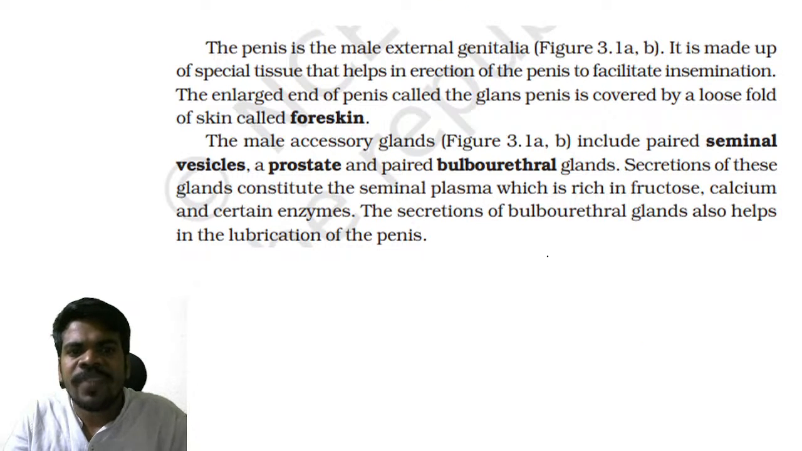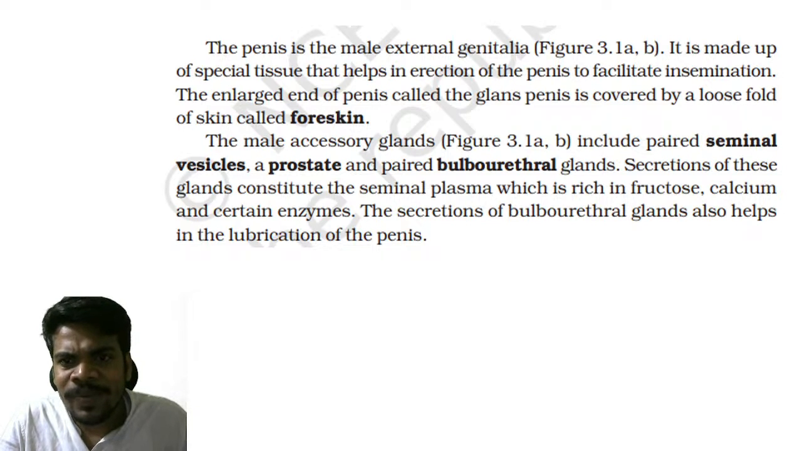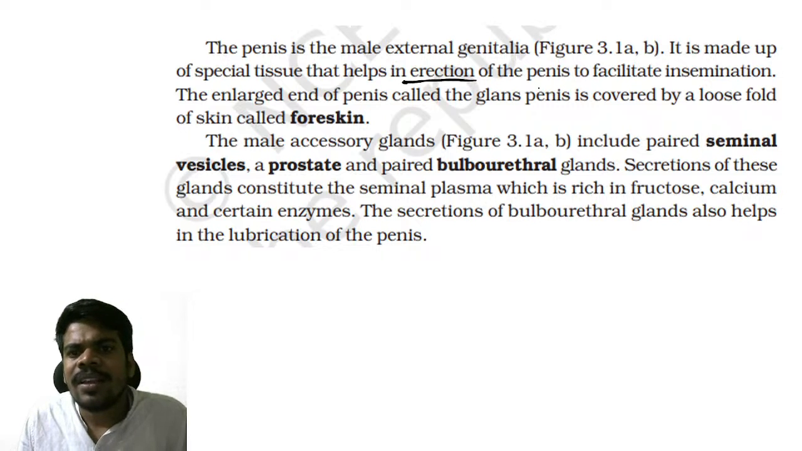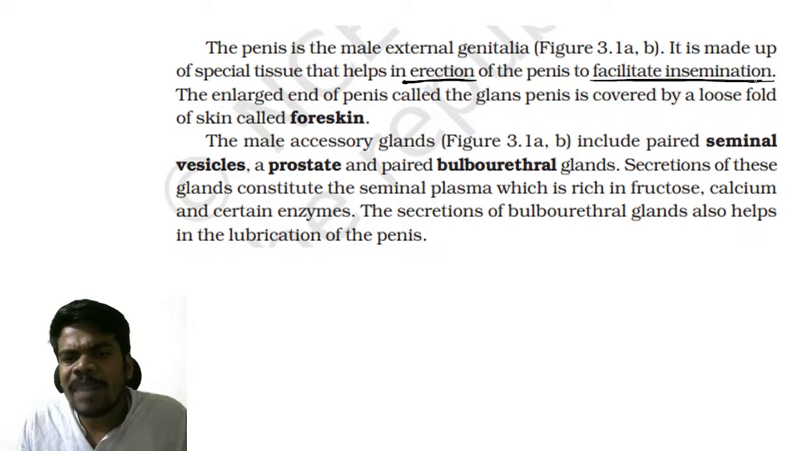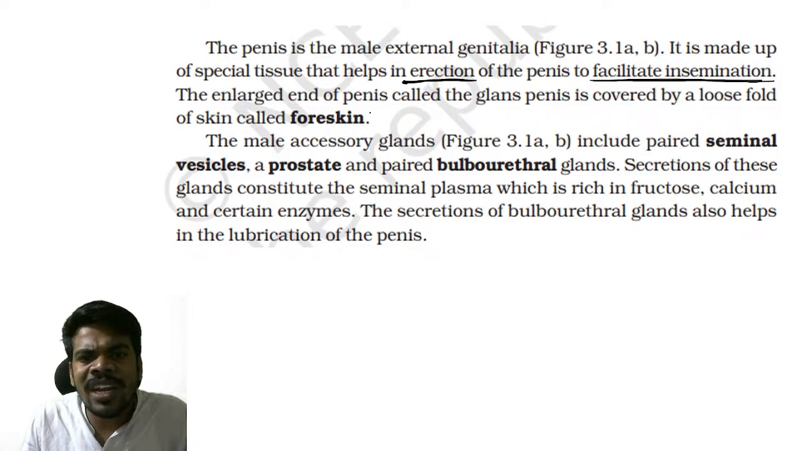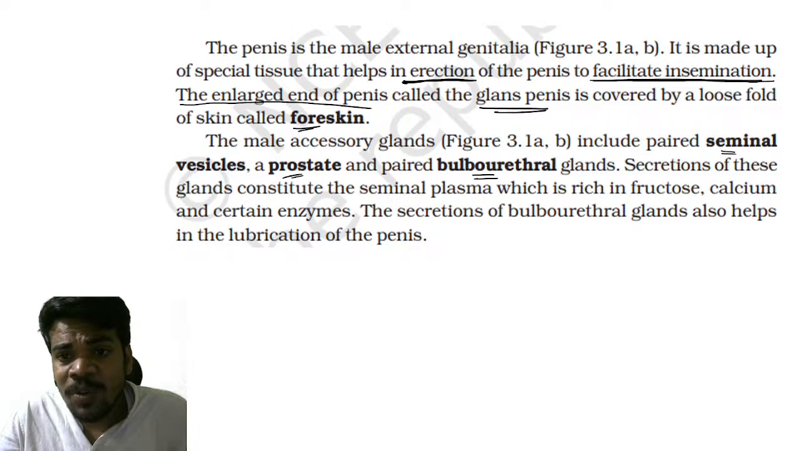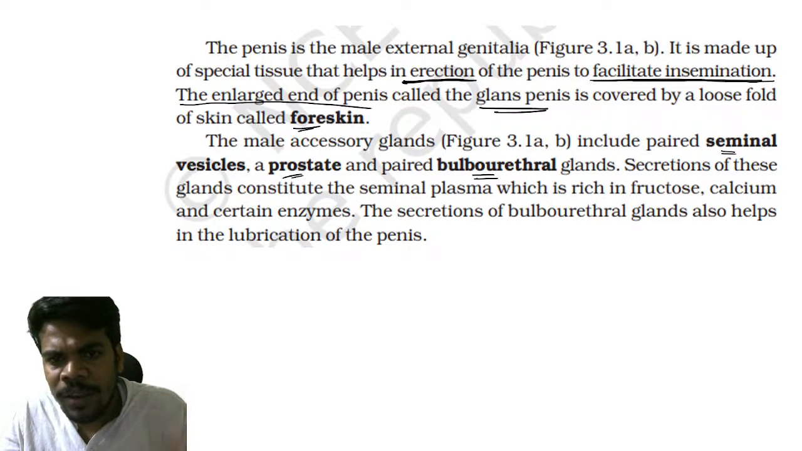Now, the penis is the male external genitalia. It is made up of a special tissue that helps in erection. Erectile organ, the penis, facilitates insemination. Which organ inseminates? The penis helps in insemination. The enlarged end of the penis is called what? Glans penis, covered by a loose fold of skin called foreskin. The male accessory glands include seminal vesicles, prostate gland, and bulbourethral glands. We already discussed these three glands in detail in the app videos.